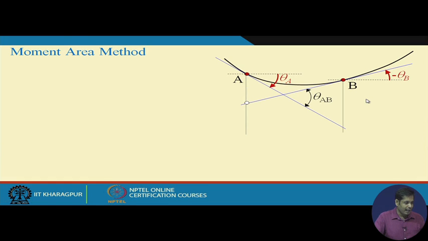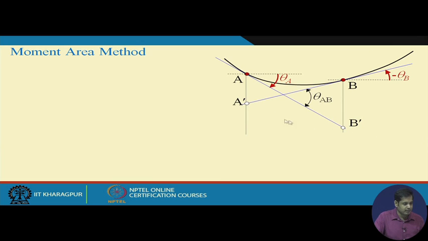Now, suppose this is the projection of A on the slope drawn at B, and this is the projection of B on the slope drawn at A. Suppose they are A dash and B dash. So, A dash is also called the deviation of A on the slope drawn at B, and this is also the deviation of point B on the slope drawn at A. Okay. Now, what is the physical significance of these 2 points, it will be clear shortly.